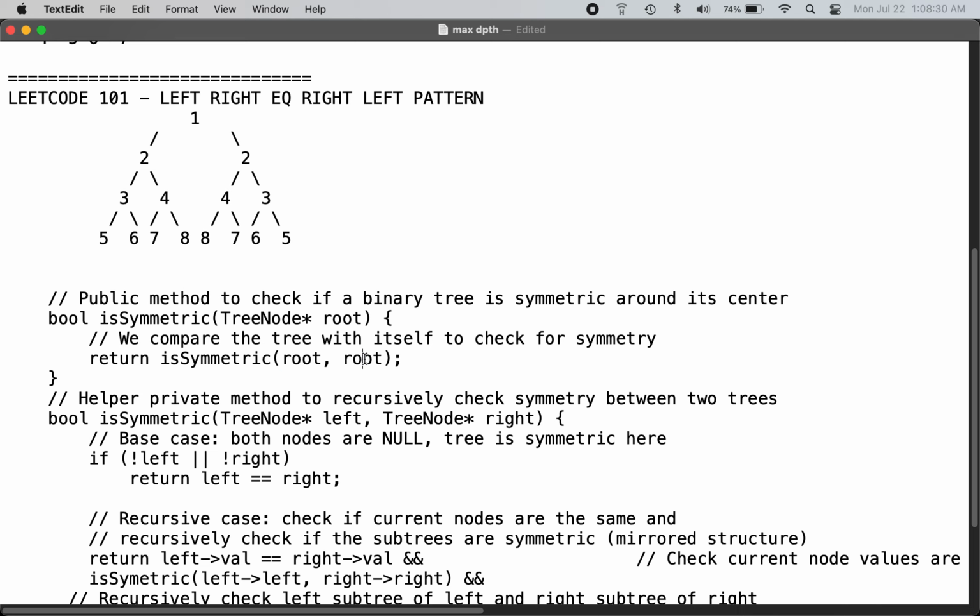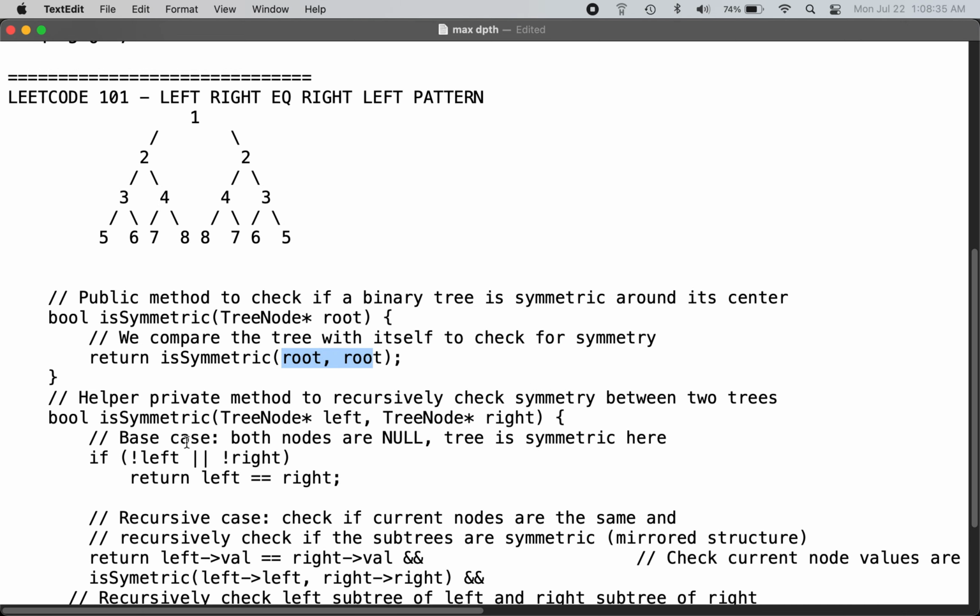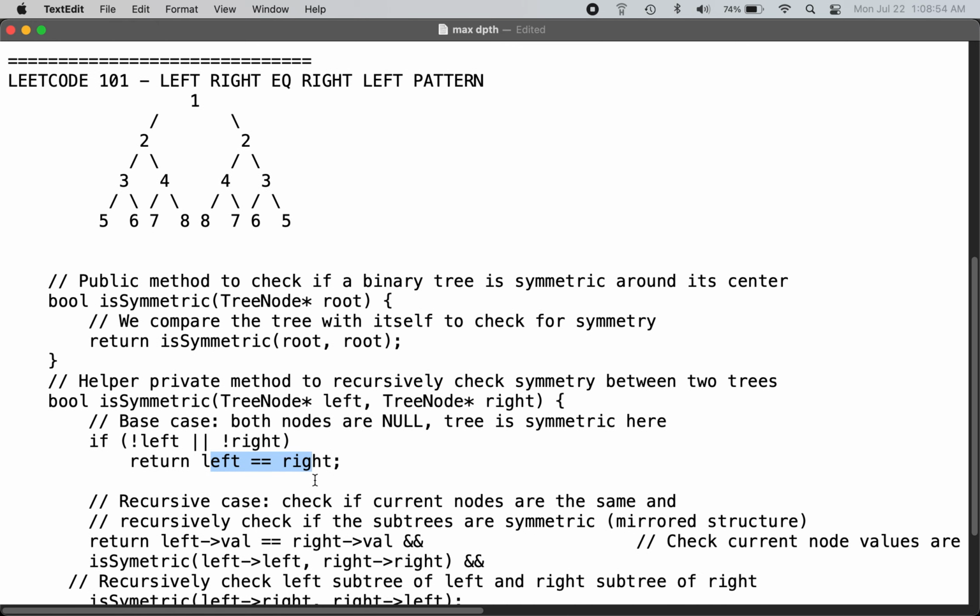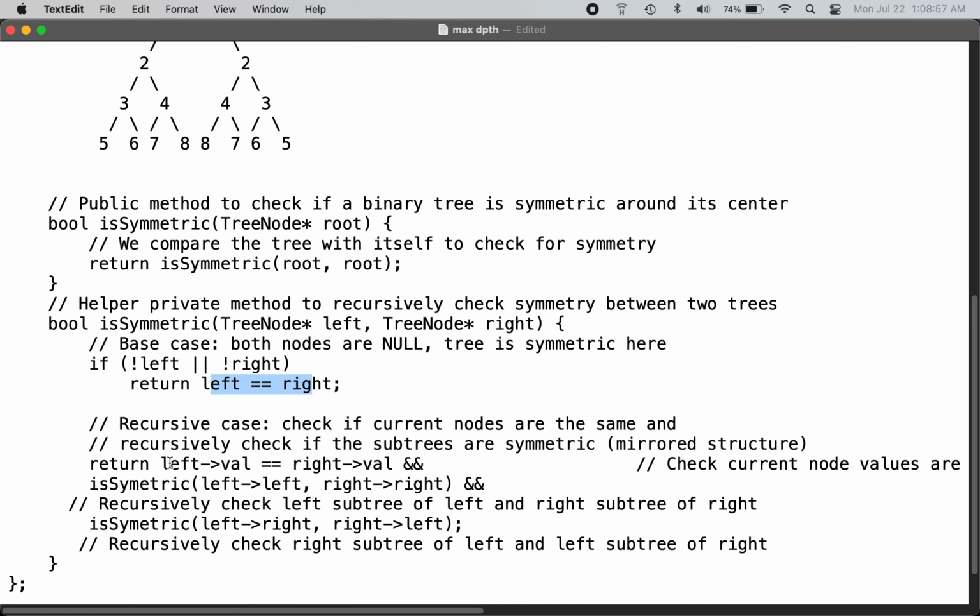You start off with a helper function called isSymmetric, but you call it with root and root, 2 parameters. This is the recursive function, which takes in 2 parameters, tree left and right. If both nodes are null, it is symmetric, and if only one is null, then left does not equal right, so they are not symmetric. Otherwise you check left dot val equals right dot val, and if that is not true, then it is not symmetric.